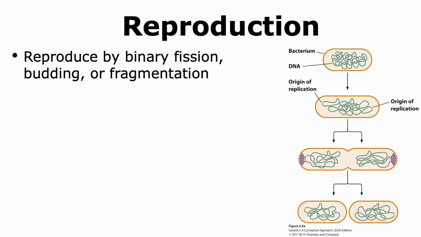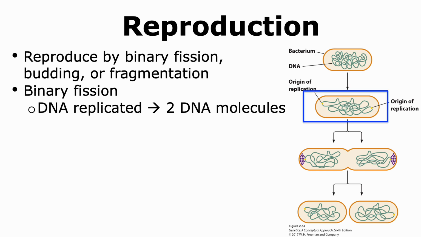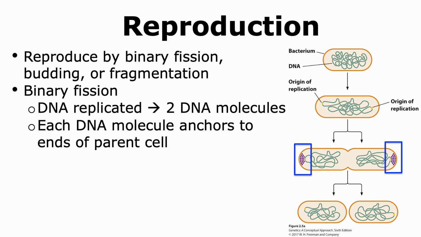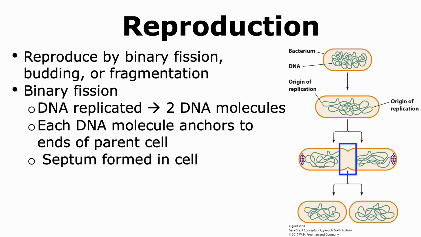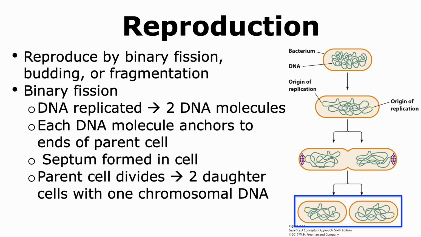Archaeal cells show different modes of reproduction, like binary fission, budding, or fragmentation. Let us first look at binary fission, which is a mode of reproduction commonly seen in bacteria as well. It starts off with the parent cell that replicates its DNA to form two DNA molecules. Now, each DNA molecule anchors to opposite ends of the parent cell. Then in the middle, a septum is formed, which is a constriction, and this constriction deepens and deepens until the parent cell divides to form two daughter cells.